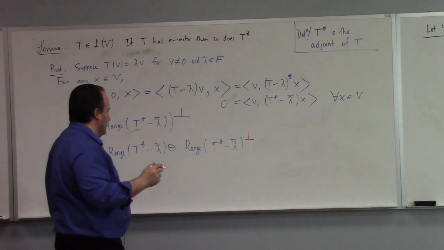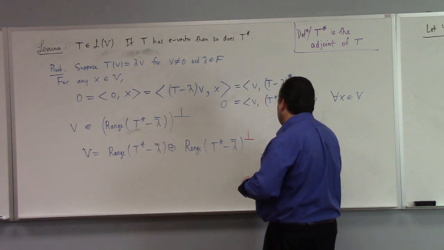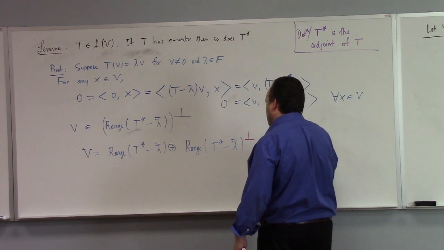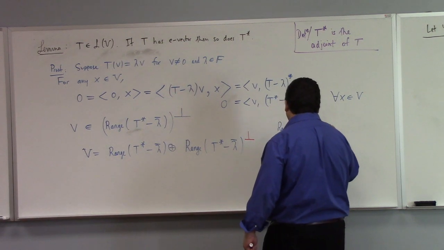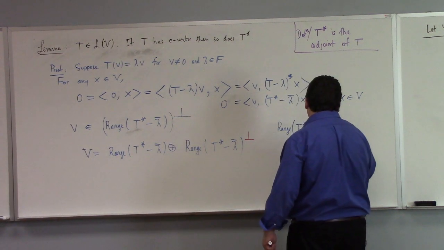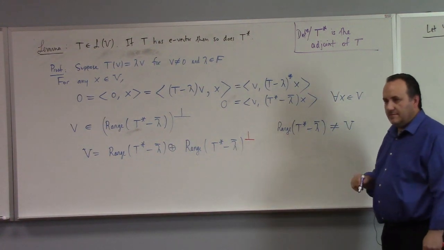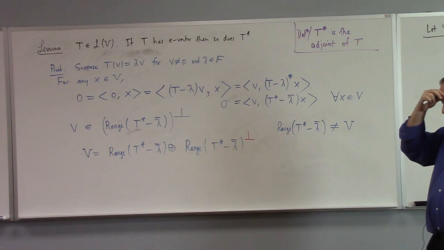Okay. I guess this isn't helpful. I thought this would be helpful. Maybe it's still helpful. I don't know. But the larger point is that the range of T star minus lambda bar is not equal to the whole vector space. In particular, V is not in there, right?